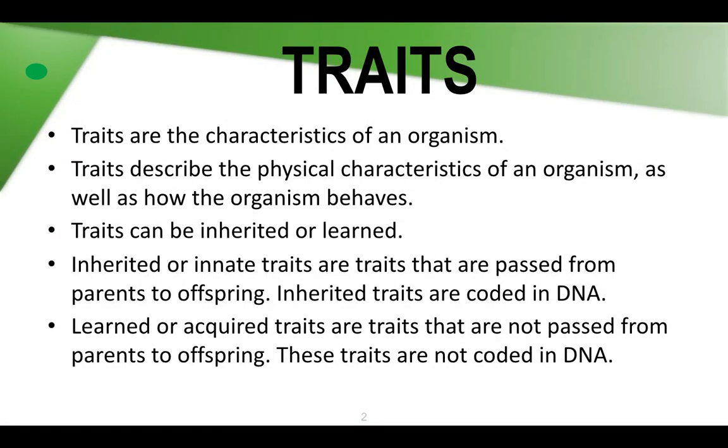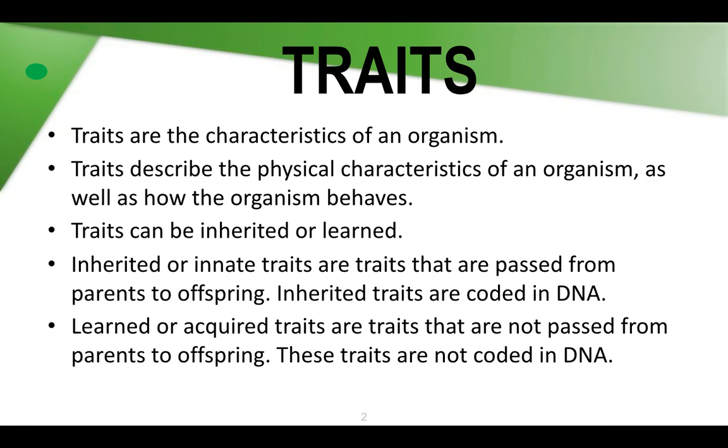Now, traits can either be inherited, passed down from parents to offspring, or they can be learned. All right, think of a prime example. You can think about how I have different accents sometimes, and I say y'all, right? That's going to be a learned trait, right? Inherited or innate traits are traits that are passed down from parent to offspring, right? These are going to be traits that are encoded in our DNA, right? Actually, in our genes, in our cells, in our DNA.